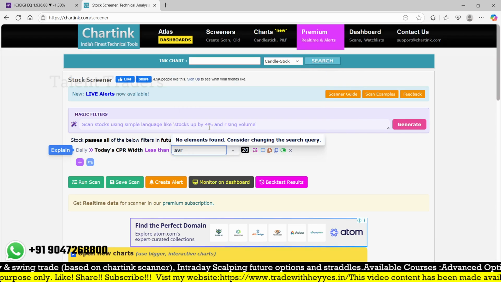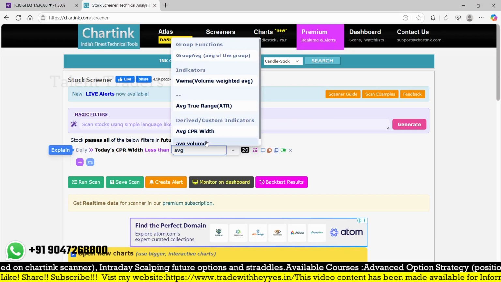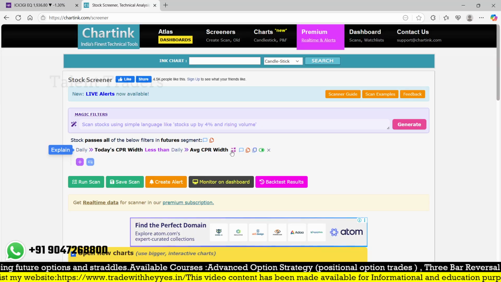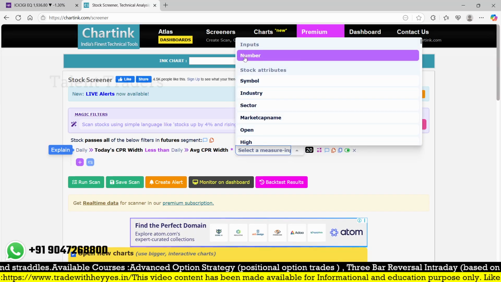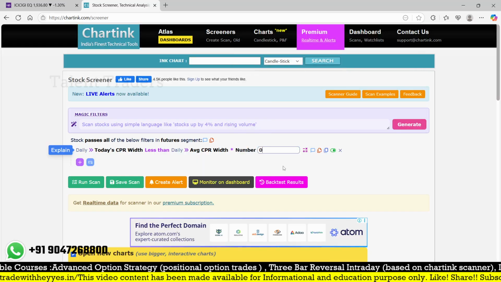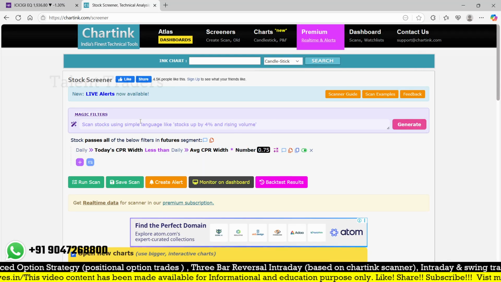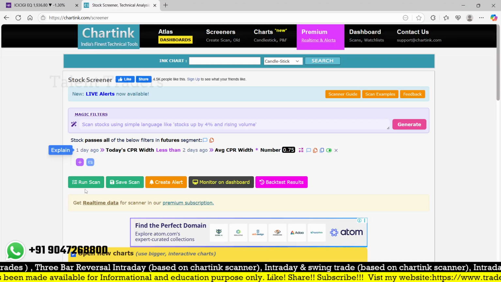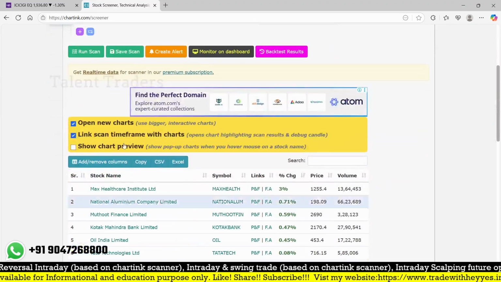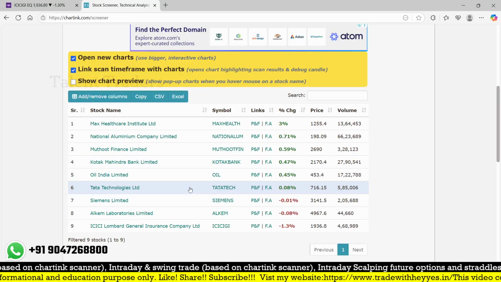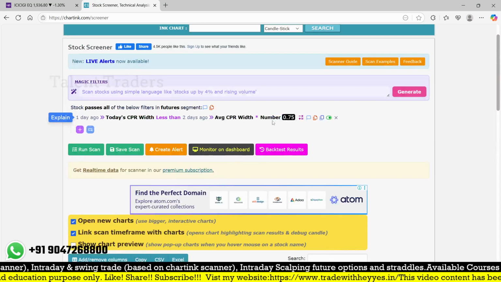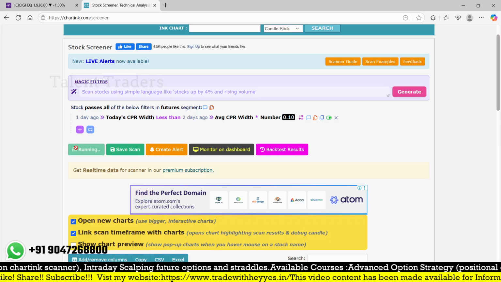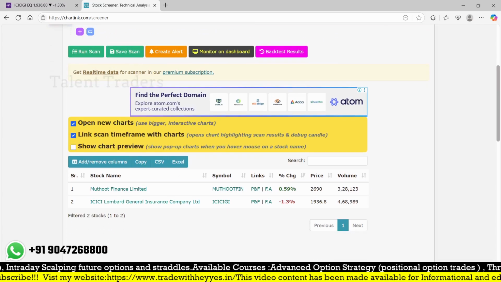Average means we are calculating over some particular days in the code. Here I am using a 10 days average, so it should be less than 0.75 of the average, which we already created. If we are using daily, the stocks found here would be for tomorrow.